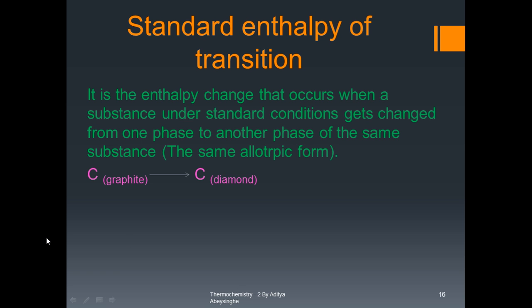So the next enthalpy is the standard enthalpy of transition. Transition is important in the case of allotropic forms. For example, carbon has many allotropic forms. You have carbon in the form of graphite, and you also have carbon in the form of diamond. Graphite and diamond are both forms of carbon, but they are allotropic forms.